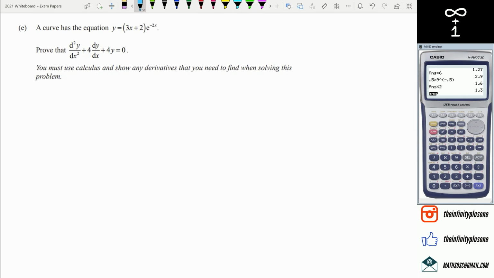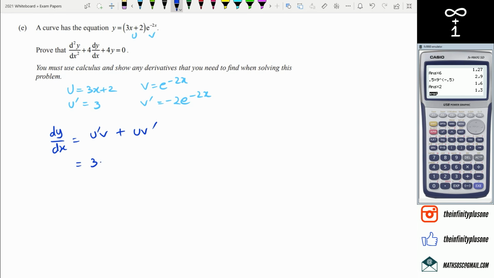I don't think we can escape the product rule right there at the start. So you've got u is equal to 3x plus 2 and v is equal to e to the power of negative 2x. So u dash is equal to 3, v dash equals negative 2 e to the power of negative 2x. So my dy/dx is equal to u dash v plus u v dash. So I've got 3 e to the power of negative 2x plus (3x plus 2) multiplied by negative 2 e to the power of negative 2x.